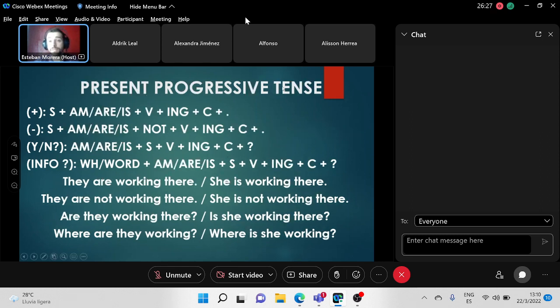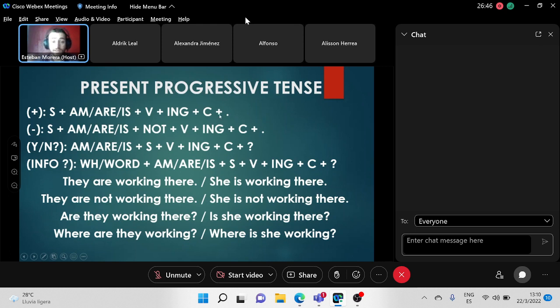Remember that present progressive tense is used, guys, for actions at the present, but actions that are happening right now, at this specific moment, at the moment that I say the sentence. Or close future actions.